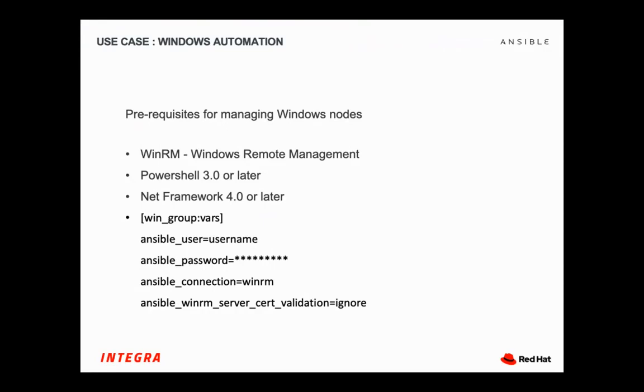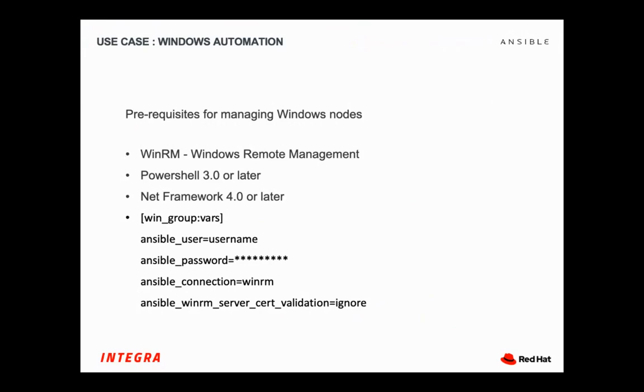The prerequisite for managing Windows nodes is that you need to have WinRM, Windows Remote Management, enabled on your Windows host. Second, you need PowerShell 3.0 or later, any version above 3.0. Next is .NET Framework 4.0. This PowerShell and .NET are available in both Windows 2012 or later versions.